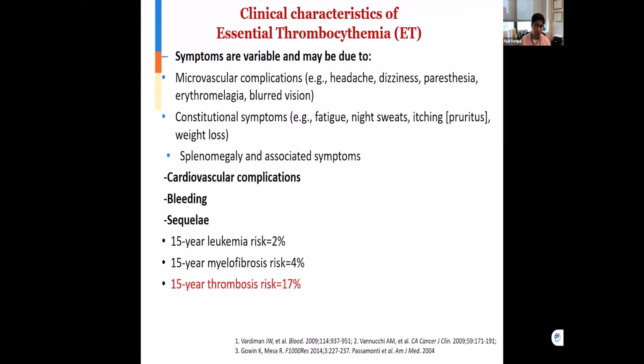So with ET, we worry about cardiovascular complications as with PV. We worry about bleeding, which can occur paradoxically as the platelets get too high. So one would think naturally that as the platelets get higher, there's an increased risk of clotting. But as it turns out, as the platelets get higher, there's actually an increased risk of bleeding, and there's reasons for that. And so when we break down what are the things that complicate the outcomes of ET, leukemia, only 2% at 15 years, so not really common. Myelofibrosis, 4%. But again, thrombosis is 17%, right? So again, everything comes down to this idea of thrombosis.